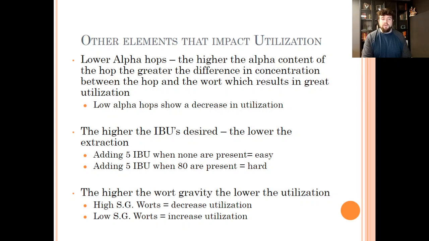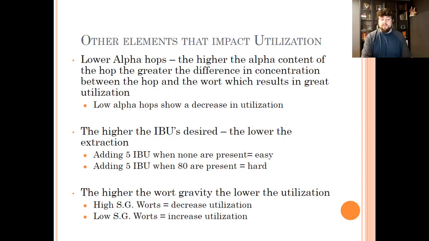Now, there are also other elements that impact utilization. Lower alpha acid hops, just due to diffusion, don't isomerize nearly as well. So if I'm using Czech Saaz, it's at 2% alpha acid, I will see a lower overall isomerization rate because there are less concentrated alpha acids in the hops. The higher the IBU desired, the lower the extraction rate. So my isomerization rate to go from, say, 0 to 35 is going to be a lot higher than it is from going from 35 to 60. I have to add a lot more hops to it. And that's mainly driven by diffusion.